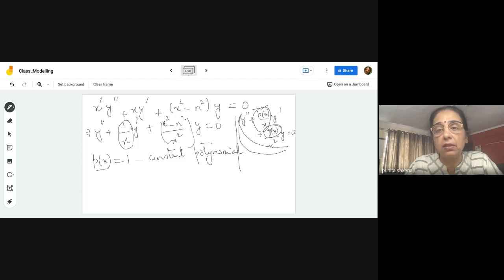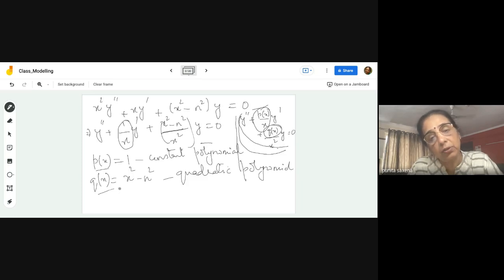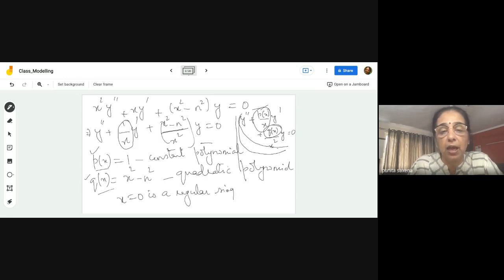Now compare with this q(x). Now this has to be of what form? q(x) upon x square, right? So if you compare this, then how much is your q(x)? It's simply x square minus n square, which is again a quadratic polynomial. So my q(x) is also analytic at x equal to 0. So both p and q are analytic at x equal to 0, and therefore I can conclude that x equal to 0 is a regular singular point. Are you getting my point?